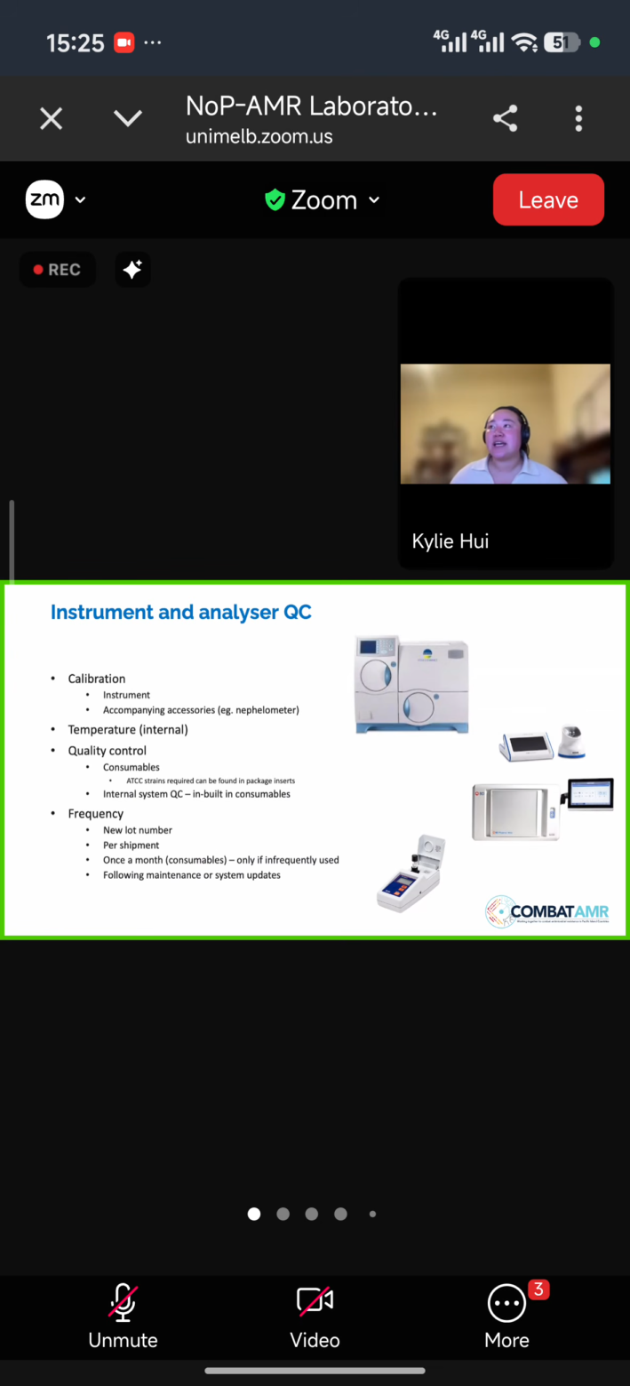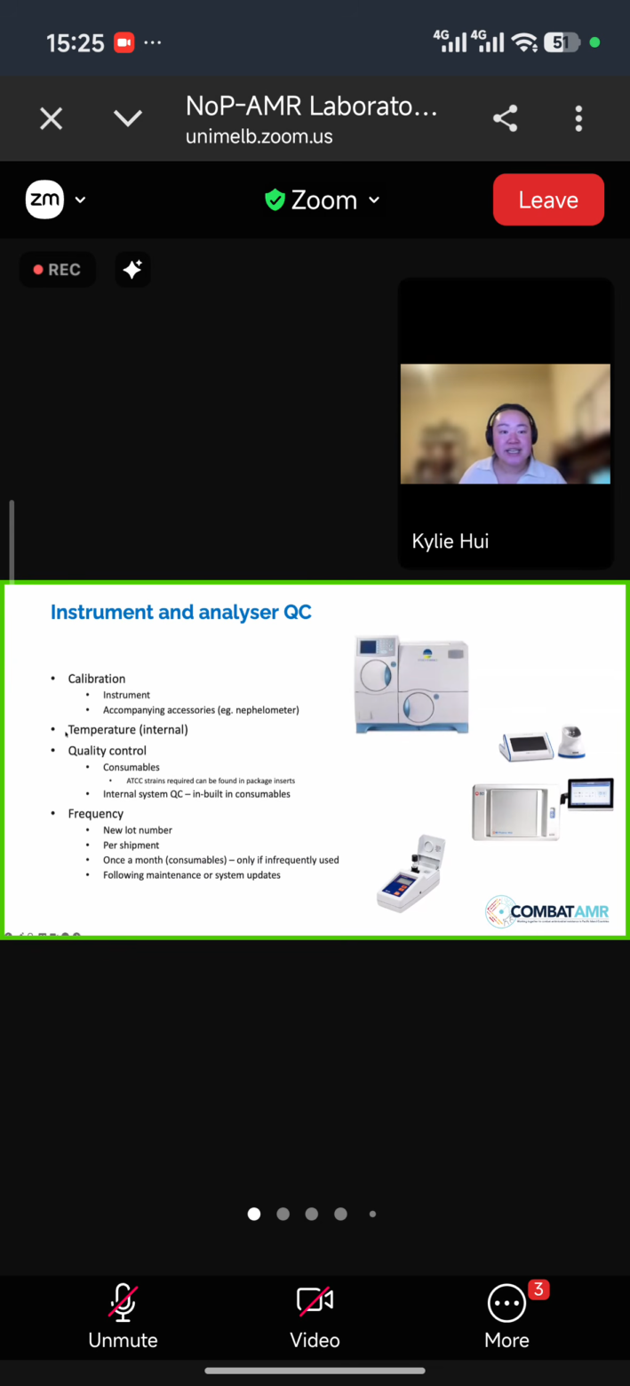So examples that I have on the screen are, for example, your Vitek or your BD Phoenix. The calibration is not only just in the instrument, but also any accompanying accessories. So things like nephelometers. So the nephelometers are used to determine what McFarland and how turbid a solution or suspension is. So you can see here the Vitek comes with a density check. So that also needs to be calibrated and QC'd. And same with calibration for the nephelometer for the Phoenix as well.